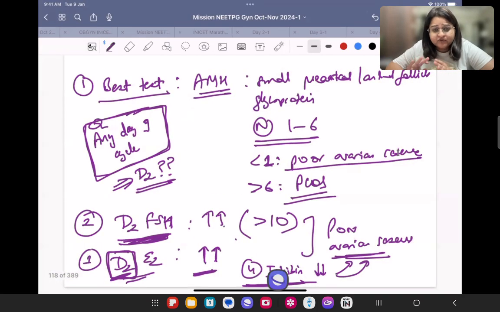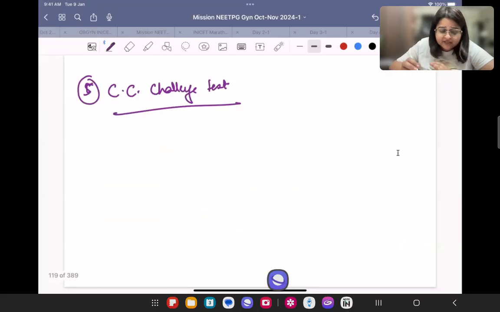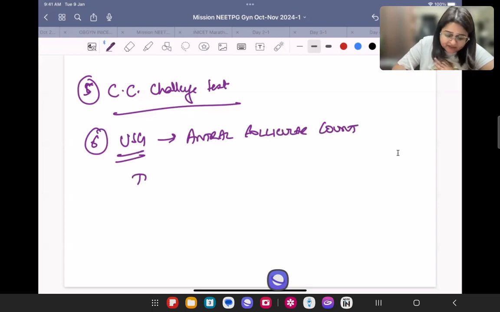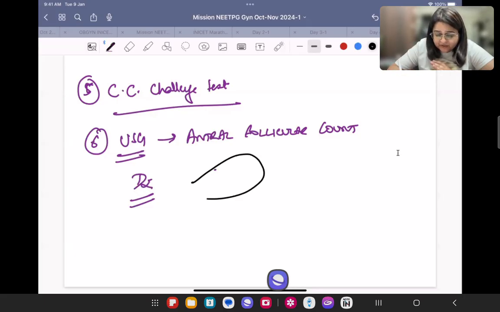So these are the tests of ovarian reserve: AMH, day 2 FSH, day 2 estradiol, inhibin, clomiphene citrate challenge test, and one more which I forgot completely, sorry, is the ultrasound test. So all the rest are blood tests. This is an ultrasound test, which is where we check or count the number of antral follicles. So the antral follicular count. What do we do in this? Again on the second day of the period we do an ultrasound and we count the number of follicles in the ovary.